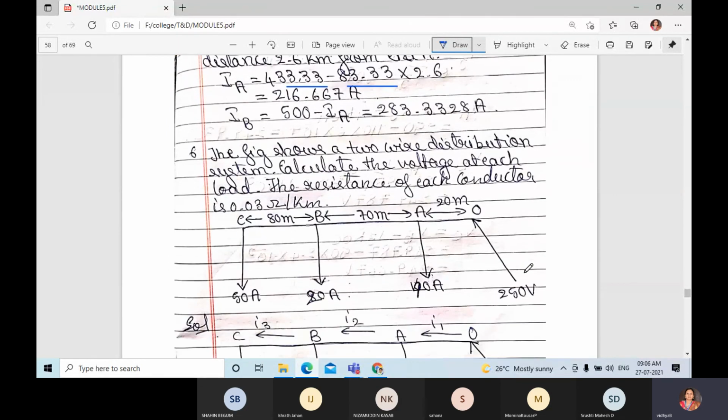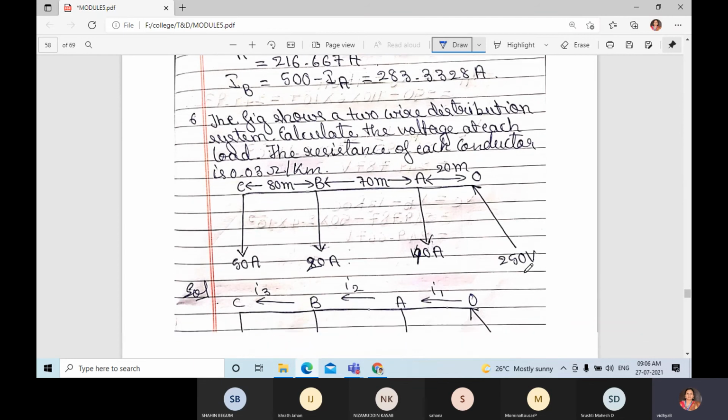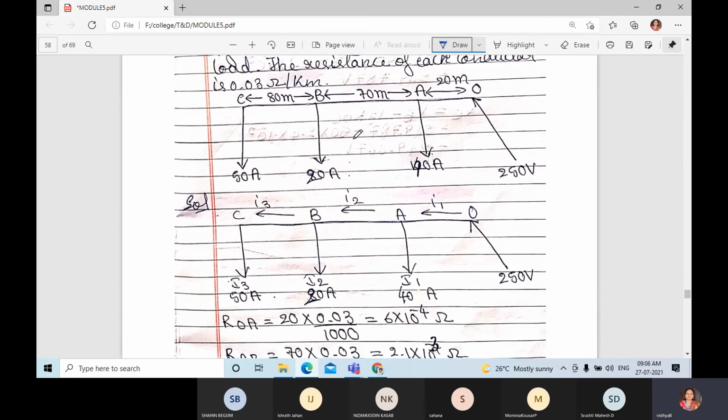Next problem, they have given the figure, a two-wire distribution system. Calculate the voltage at each load. The resistance of each conductor is 0.03 ohm per kilometer. Given the distance between each section, and also they have given the loads, and they have given the voltage at one feeding point. Here only one feeding point is there, right?